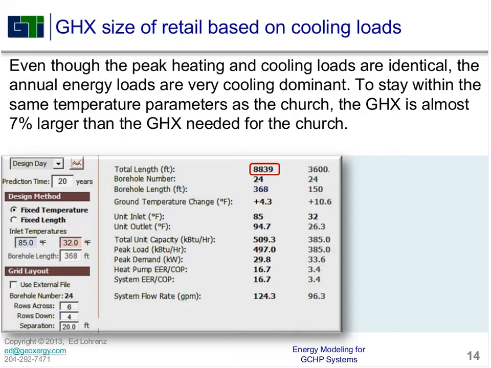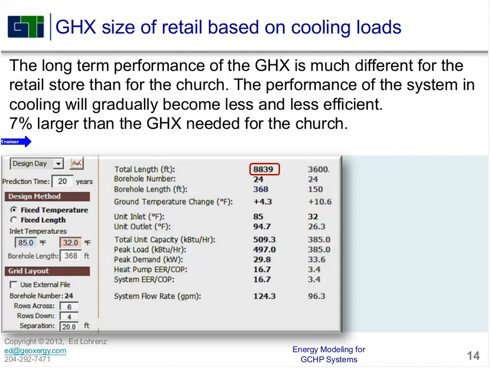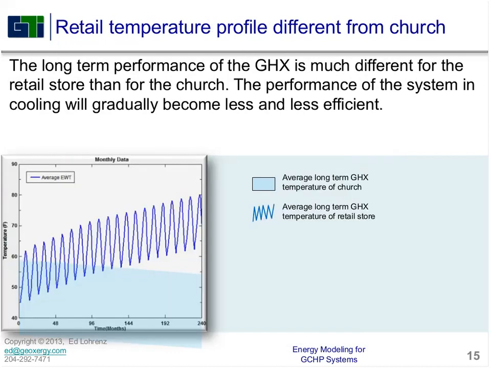In this case, we're up to 8,800 feet of drilling required for cooling this time, not for heating, and what we need for heating is a lot less. The ground heat exchanger is about 7% bigger than what we need for the church. Even though we've got 7% more drilling, the way it's going to run over the long term, that ground loop temperature is going to rise over time. So we want to be careful. There may be other influences such as aquifers or water flowing through that may not make this quite as bad, but the temperature is still going to go up and it's going to operate less efficiently in cooling.